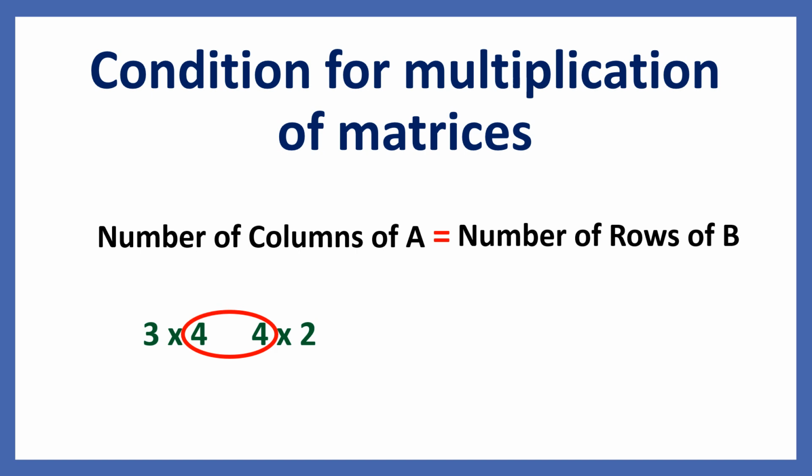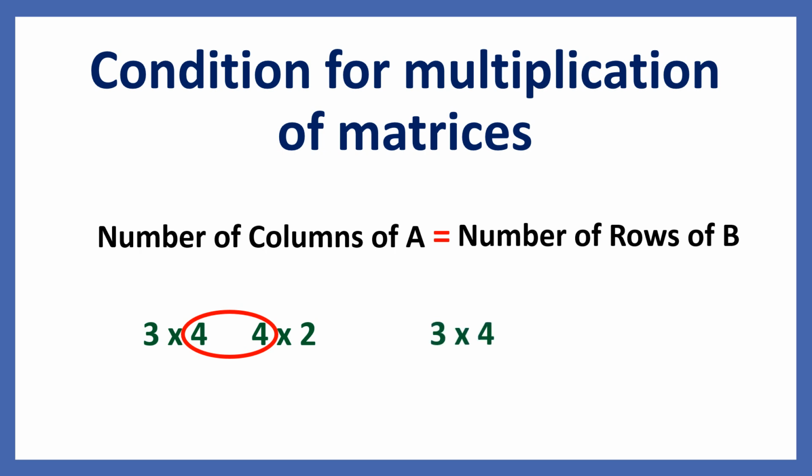In this case, we can do the multiplication because the number of columns of A is equal to the number of rows of B. 3 by 4 means 3 rows and 4 columns. 4 by 2 means 4 rows and 2 columns. The first thing that we write is the number of rows and the second one is the number of columns. So, the number of columns of the first matrix, that is 4, is equal to the number of rows of the second matrix, that is also 4. In this case, we can do the multiplication.